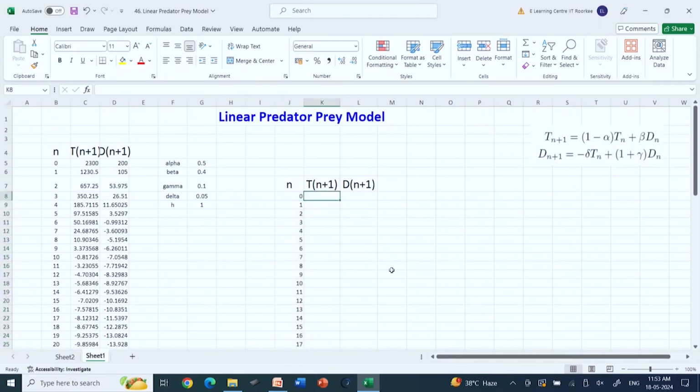Let us take an initial population of say 500 and this is 200. So in this particular case, let us start with the first one. Your alpha is 0.5, beta is 0.4, gamma is 0.1 and delta is equal to 0.17.